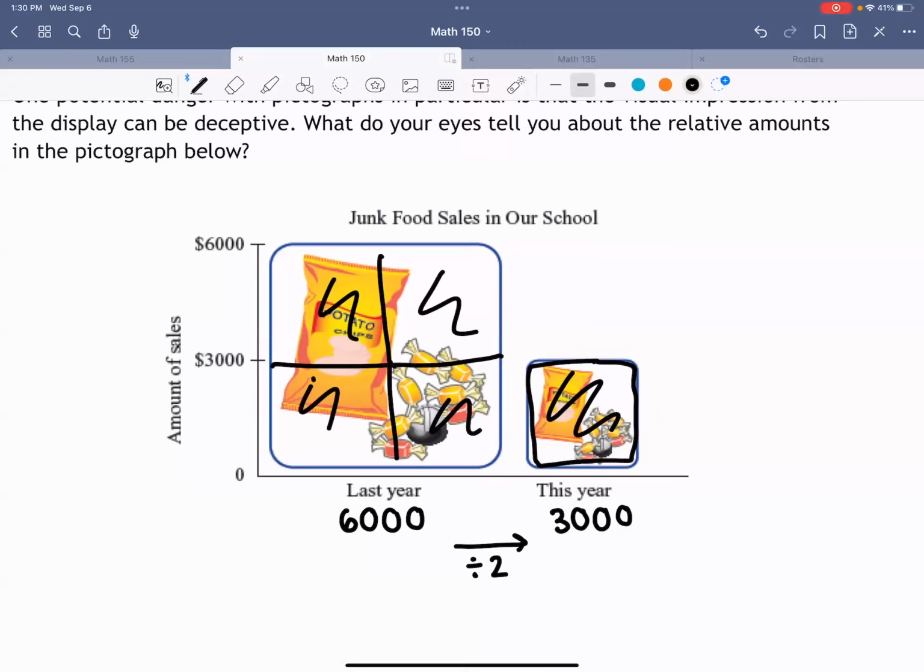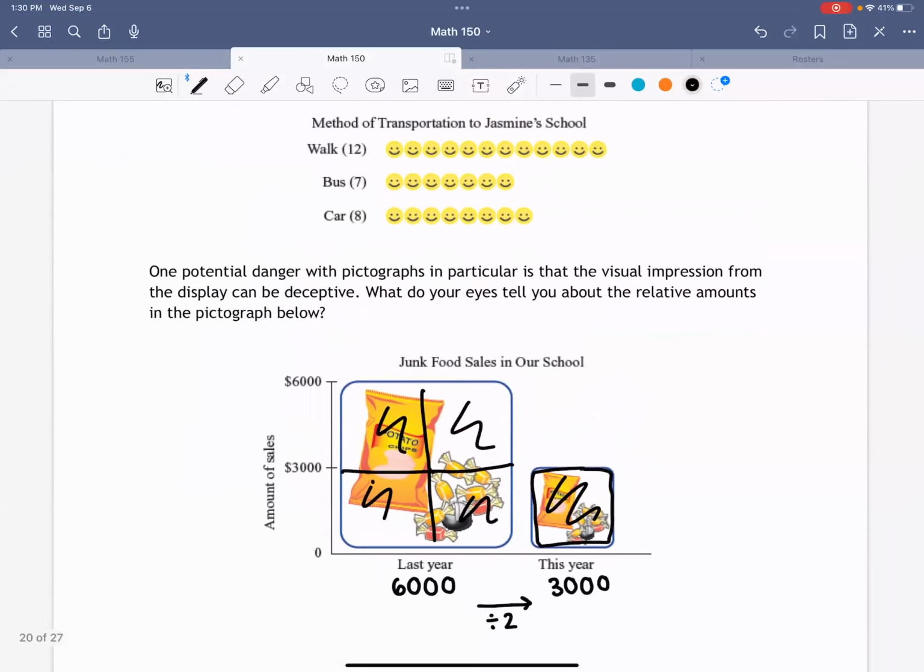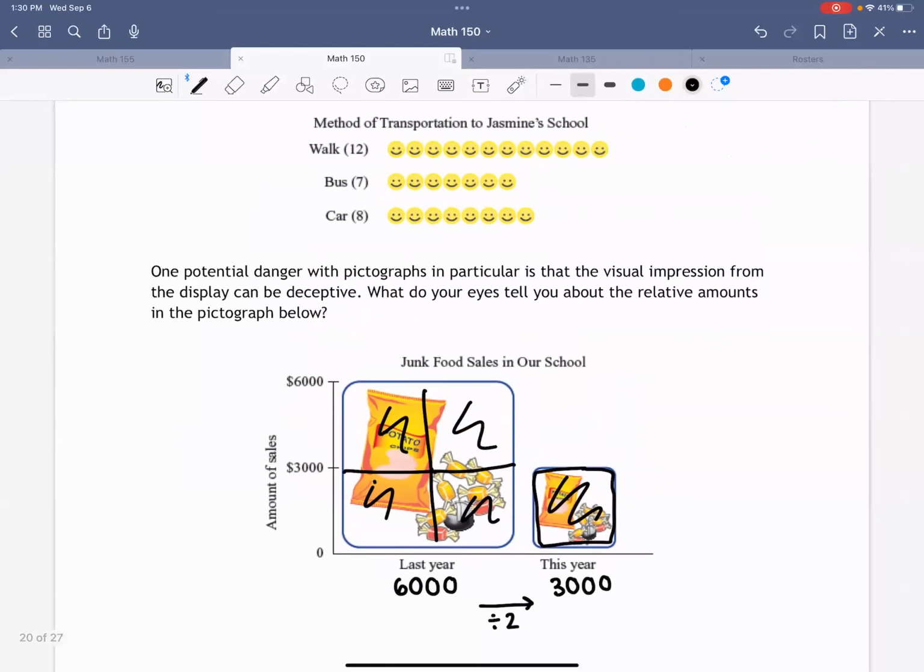So the problem with this pictograph is they made the left bar a lot wider than the right bar. So it looks like a much more dramatic decrease from last year to this year than it actually is. It only divided by half, but in the picture, it looks like it divided by four. So pictographs are kind of tricky. They do look really cute, and I do like pictographs. I use them a lot. But sometimes they can be a little misleading, especially when you orient them like a bar graph and one of the bars is wider than the others. It makes it look a little bit more deceptive than it actually is.